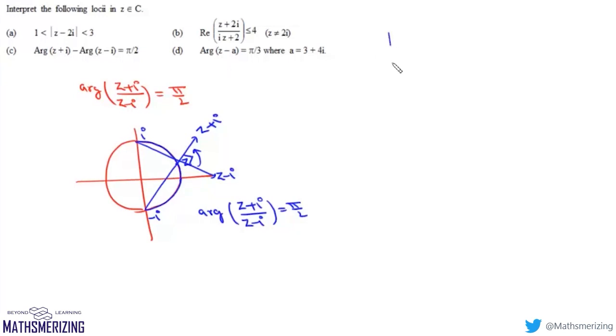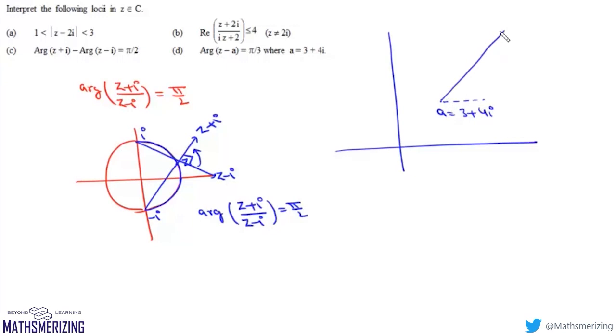Now this D is argument of z minus a equals pi by 3. Now it is given that a is 3 plus 4 iota. So we write this point which is a, and it is 3 plus 4 iota. Now it says argument of z minus a is pi by 3. So we have located this a, and then from this a we'll draw a line at an angle pi by 3. So locus of z now will be this ray starting from this point a, where a is not included, and it stretches and it goes all the way up to infinity.